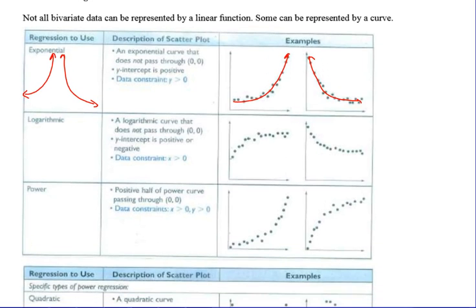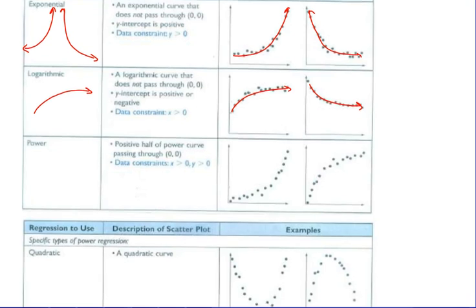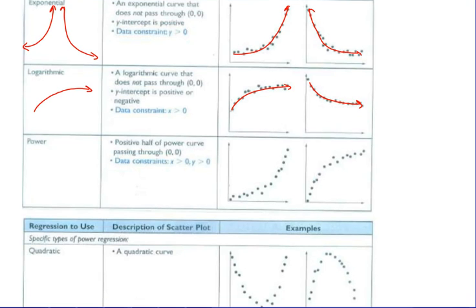A log curve does not pass through 0, 0 as well. Its y-intercept can be positive or negative, but its x values always have to be greater than 0. So a log curve tends to rise or decay, and again, these are examples of log functions. And then finally, a power function is another curve we can look at. A power function is similar to an exponential function, but it does pass through the origin. You can have the point 0, 0 in a power function.